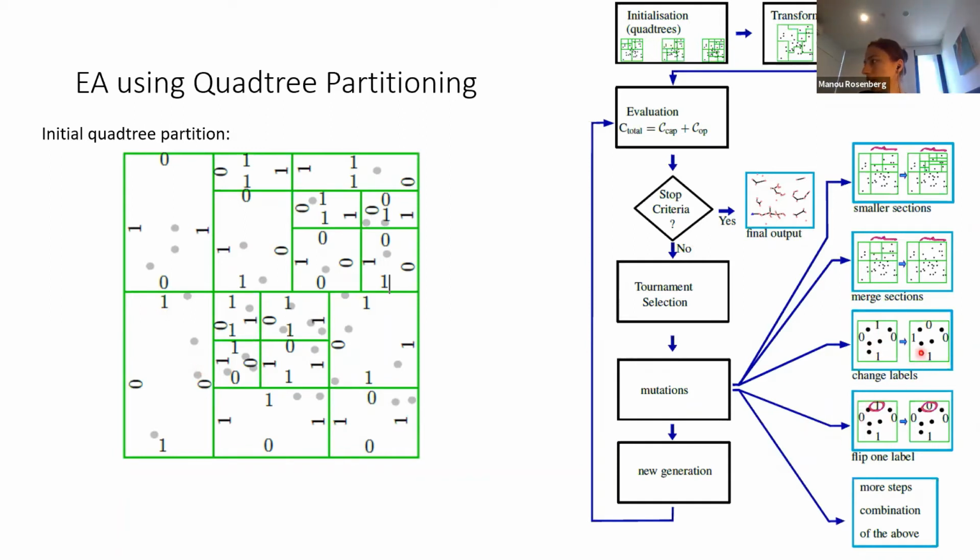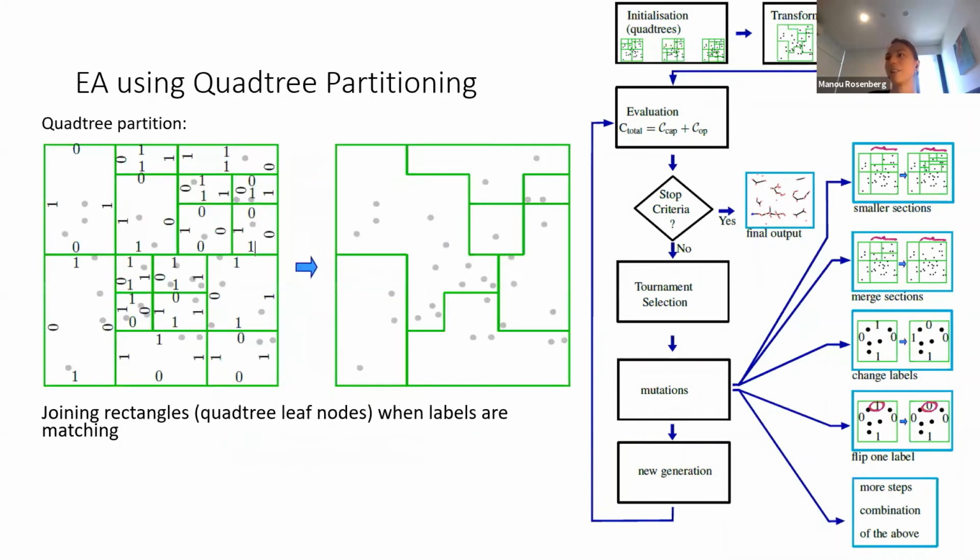We change those labels randomly, or we flip just one of the labels, and then we also combine the different mutations without having any cost evaluation in between. We do that until, for a number of generations, there's no further improvement seen in the total costs. So that's roughly how the algorithm works.